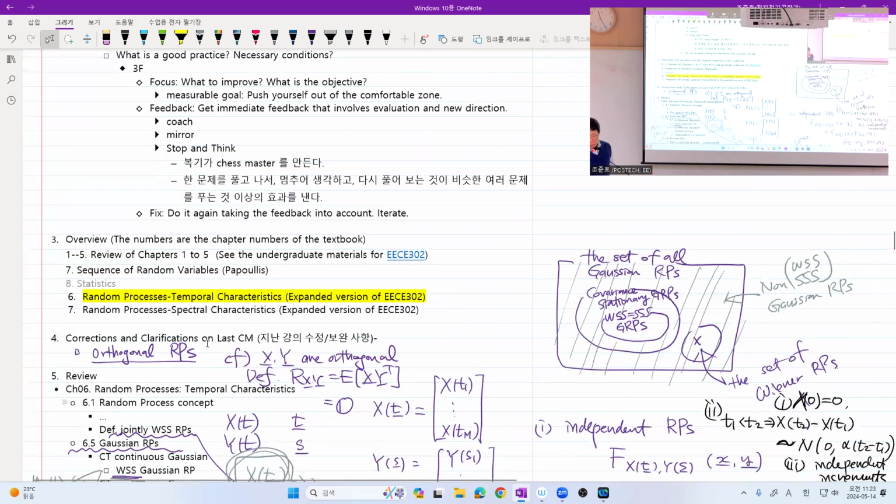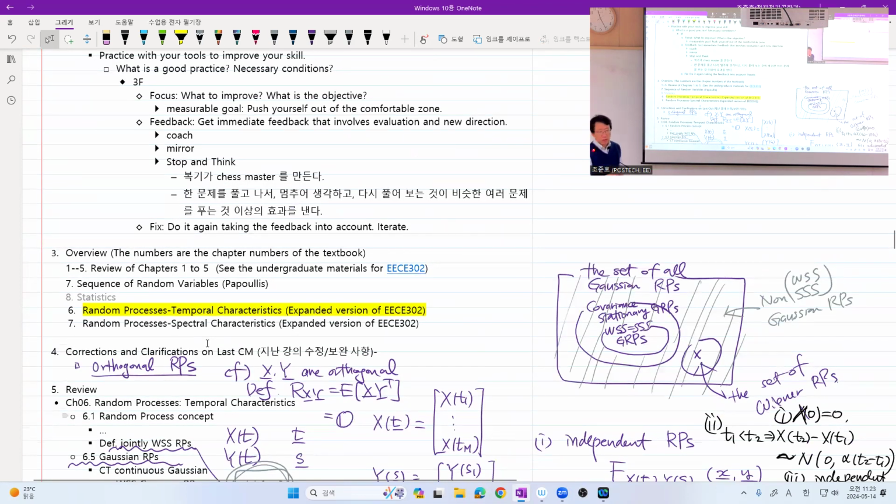Okay, first order stationarity does not mean wide-sense stationarity or something, because first order stationarity means here the distribution does not change as time evolves. But still you can have second order distribution dependent not only on the time difference, but also on the time instances t1 and t2. It's possible.